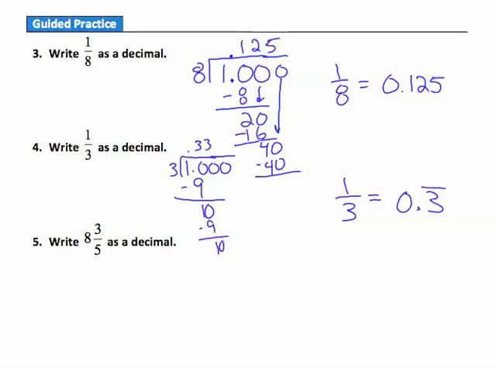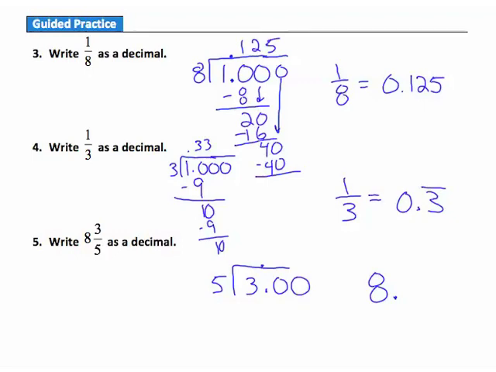Question 5. Write 8 3/5 as a decimal. Well, the whole number part is not going to change, so we know we're going to get 8 point something. So all we're going to focus on now is just changing 3/5 into a decimal. So we're going to divide 5 into 3. Add the decimal, a couple zeros.